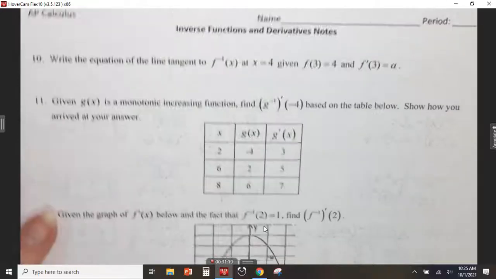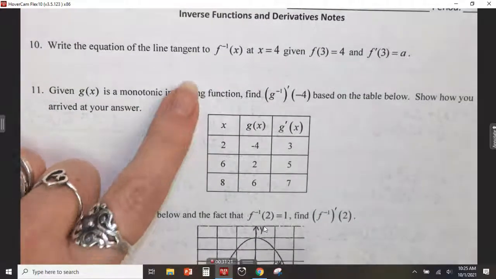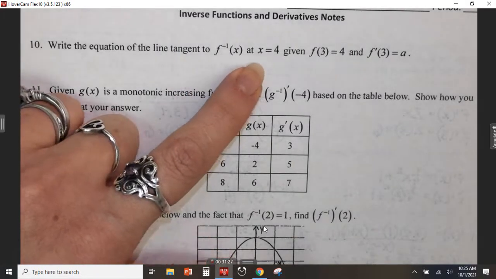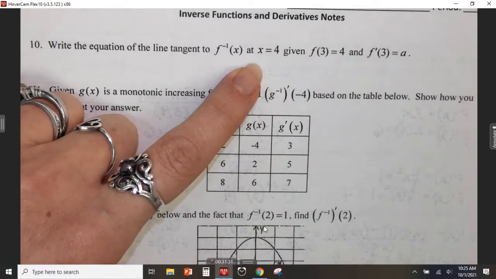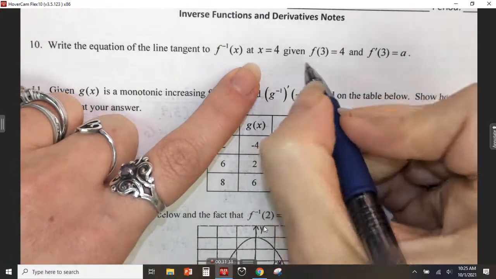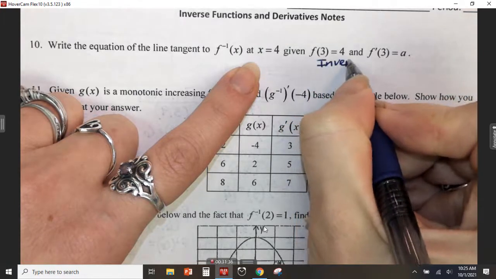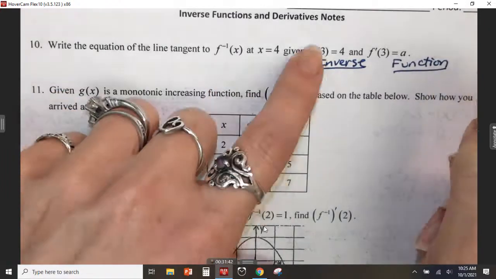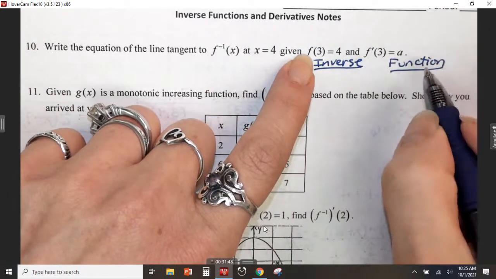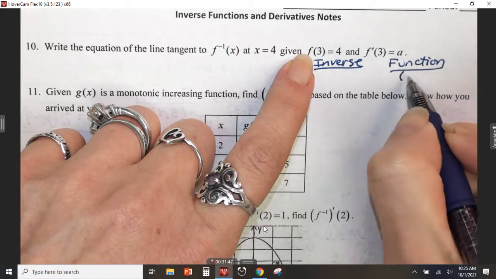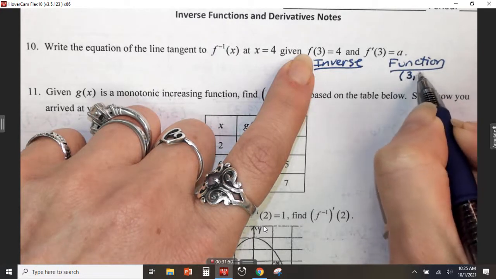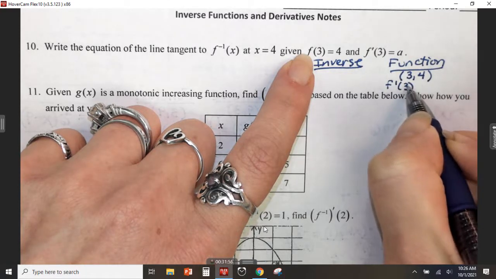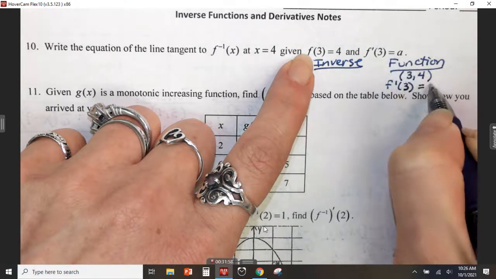So on number 10, it says, write the equation of the line tangent to f inverse of x at x equals 4, given f of 3 equals 4 and f prime of 3 equals a. All right, inverse function. I am given f of 3 equals 4, so that's a point on the original function. The coordinates being 3, 4. Great. So f prime of 3 is equal to a.